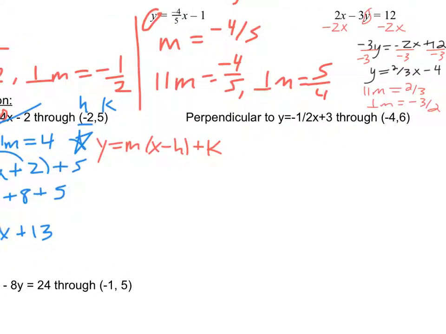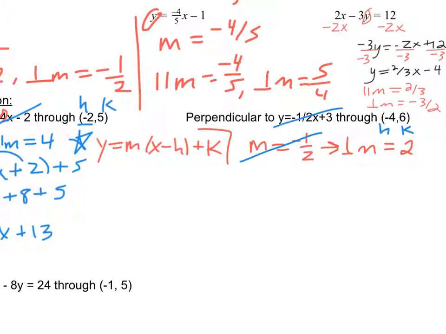Next we're going to do perpendicular to y equals negative 1/2 x plus 3. So perpendicular, I need to identify still my original slope, which is negative 1/2, and I want the perpendicular slope. So I need to change the sign, make it positive, and flip the fraction, which is going to give me 2. Now that I have that, I don't need my original slope or my original equation.